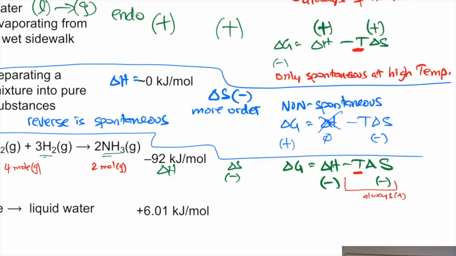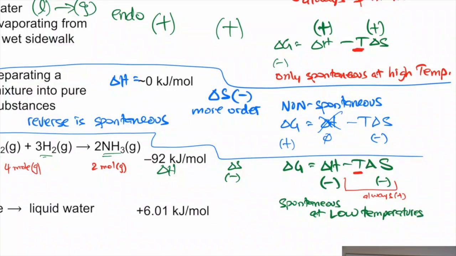At low temperatures, if T is low enough, then this term, even though it's positive, its absolute value is less than the absolute value of enthalpy, so it will be negative. If temperature gets high enough, now this positive is greater than this negative, and delta G is positive, and it's no longer spontaneous. So this one is spontaneous at low temperatures. And you can see it from the math.